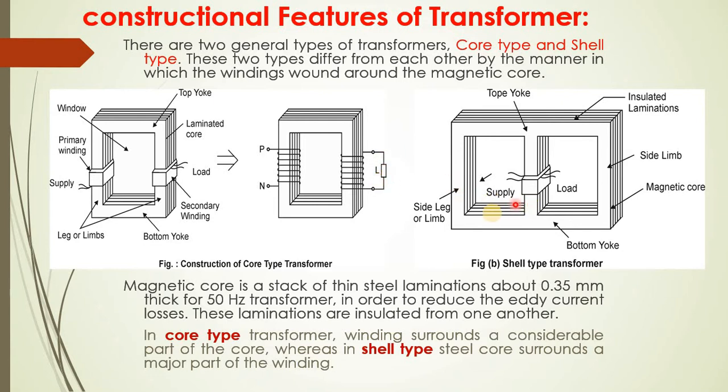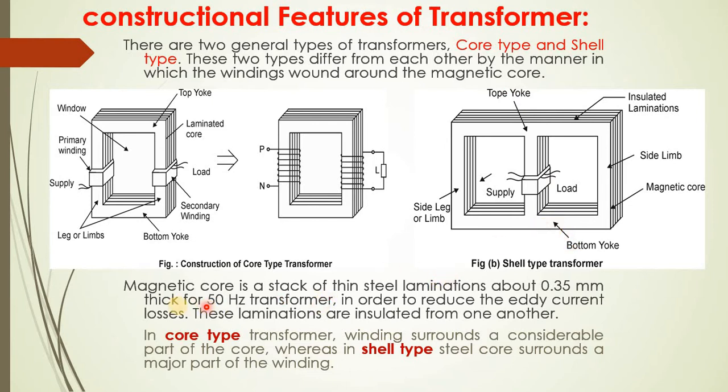In figure B we can see the shell type transformer. In this shell type transformer, the central limb is there. On the central limb there is a winding wound, that is, the primary winding and secondary winding are both wound on the same limb. This is called a side limb or leg, and this is also a side limb or leg. This is the magnetic core. These are insulated laminations, the top yoke and the bottom yoke.